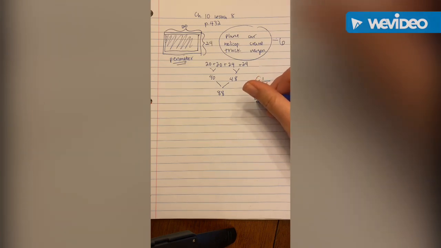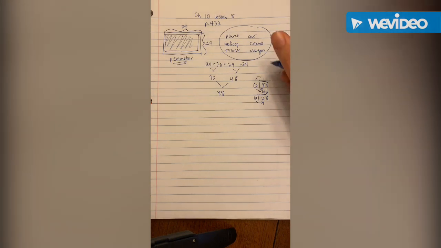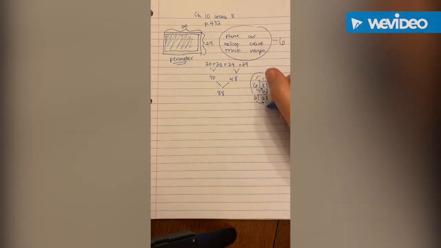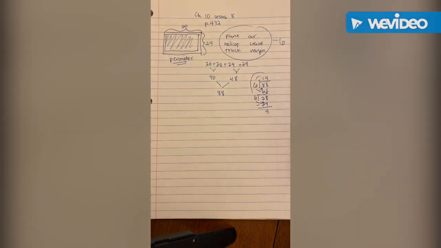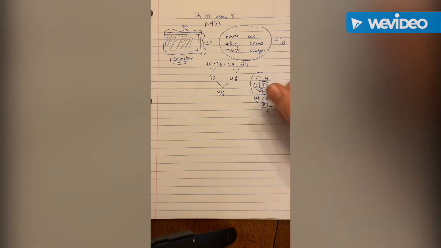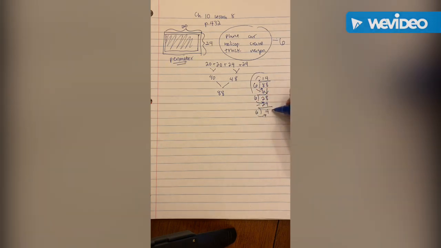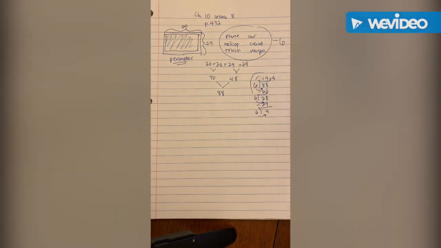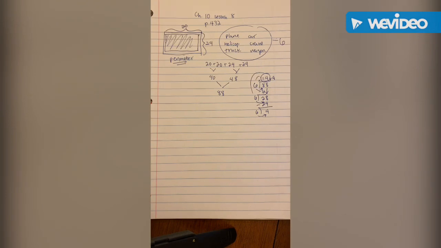6 goes into 28 4 times. 6 times 4 is 24. Subtract that, we get 4. Now we have a remainder because 6 cannot go into 4, and we have nothing else to bring down. So we have 14, remainder 4. So that means that each design can be used 14 times equally.